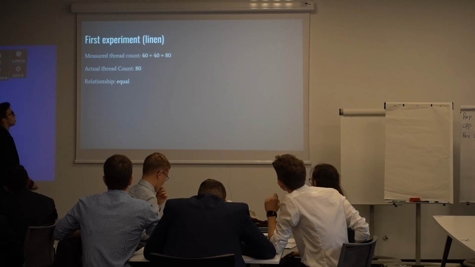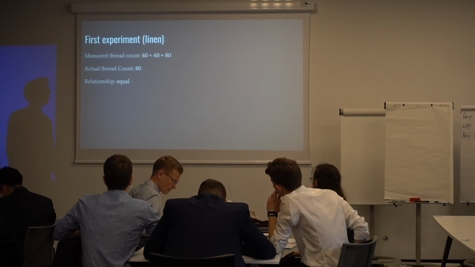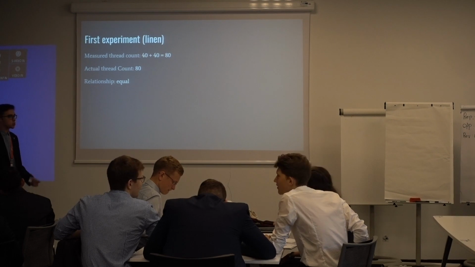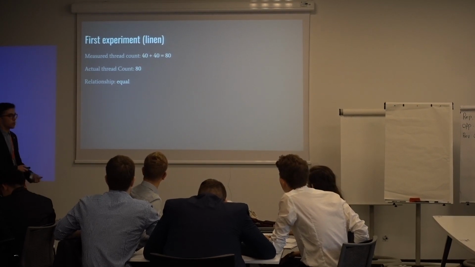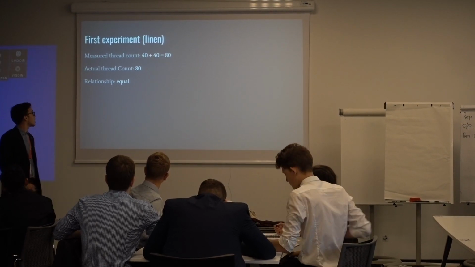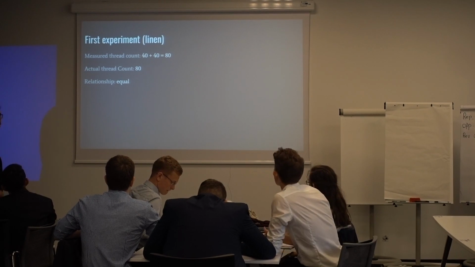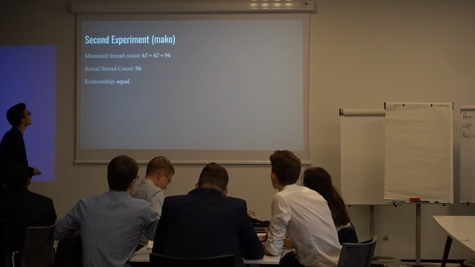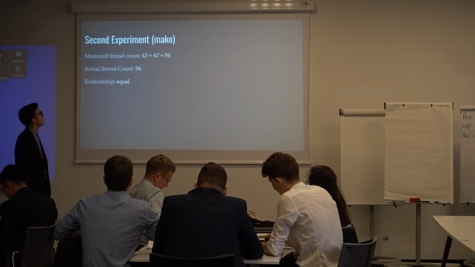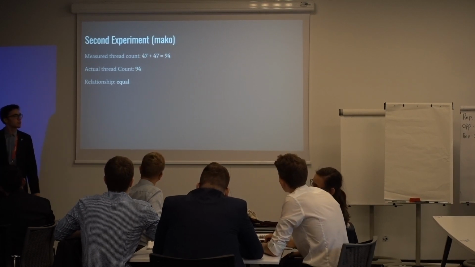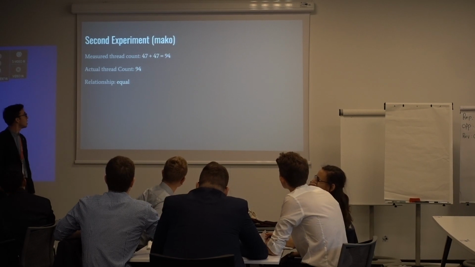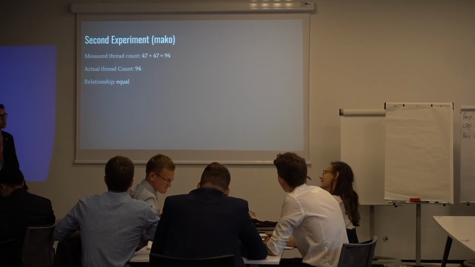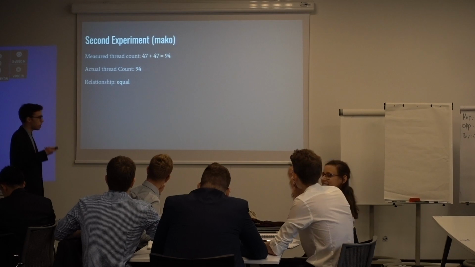Okay, so we performed our first experiment on linen. The measured thread count was 40 warps and 40 wefts, so 80 thread count, and the actual thread count was 80, so the relationship is equal. There is total accuracy. Second experiment: the measured thread count is 47 plus 47 is 94, the same as the actual thread count, so again the relationship is equal.